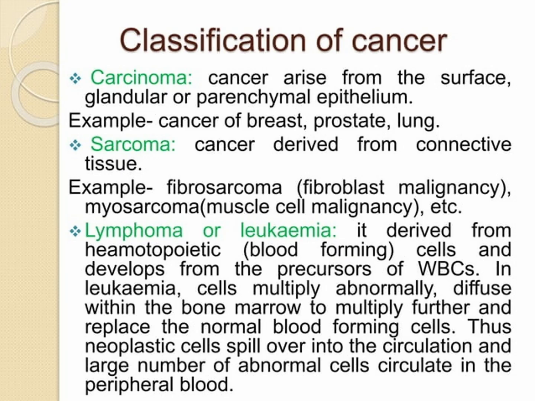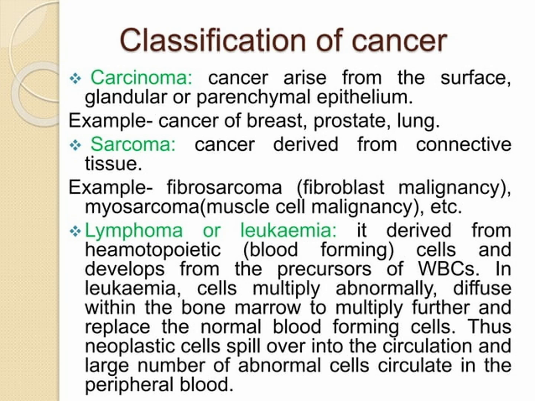Next, classification of cancer. We have already studied classification. First one is carcinoma, that is the surface cancer, arising from glandular or parenchymal epithelium. So cancer arises from the surface region, that is, glandular or parenchymal epithelium. Examples are cancer of the breast, prostate, and lung.